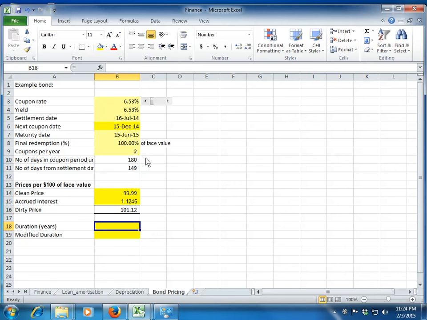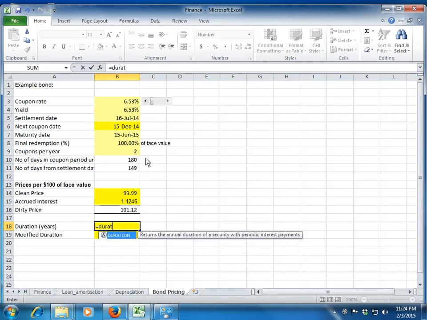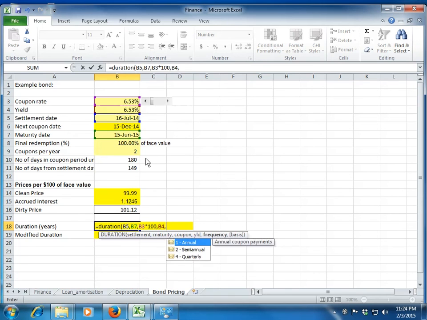Finally, the last two functions which I want to teach you with respect to the bond: one is your duration. Again, the arguments are very similar because these are some of the arguments which are required for any calculation with respect to your bond pricing. So coupon, it's asking for the coupon. So let me give it into 100. It's not asking for the coupon rate. Let me give it the yield. Let me give it the frequency, and I'm done.